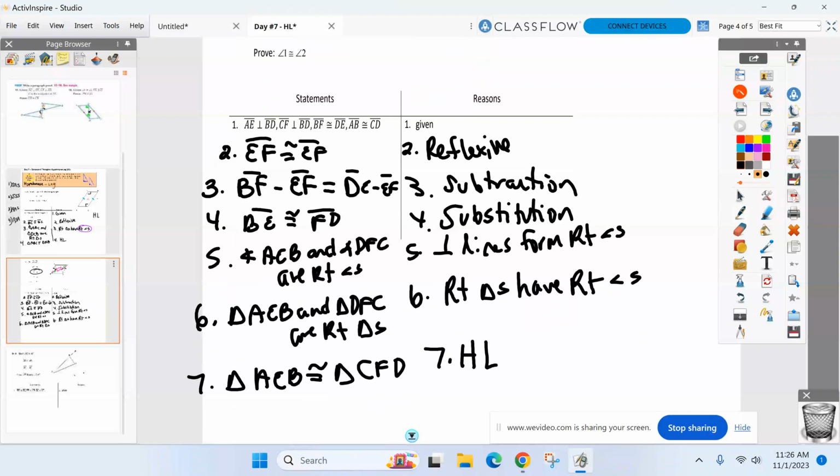Longest proof of the year, huh? Congrats. And now the triangles are congruent. I can list any of the corresponding angles or sides congruent, but I'm looking for angle 1 congruent to angle 2. And what do we call that again? Let it roll off your tongue. CPCTC.